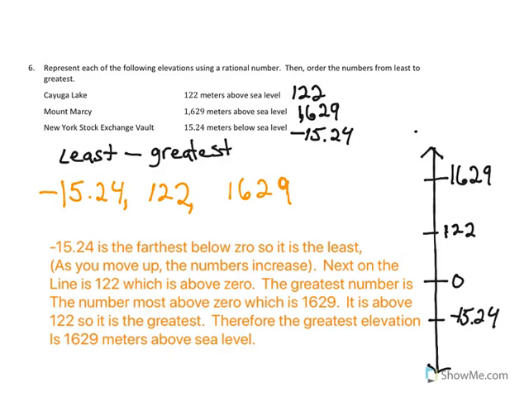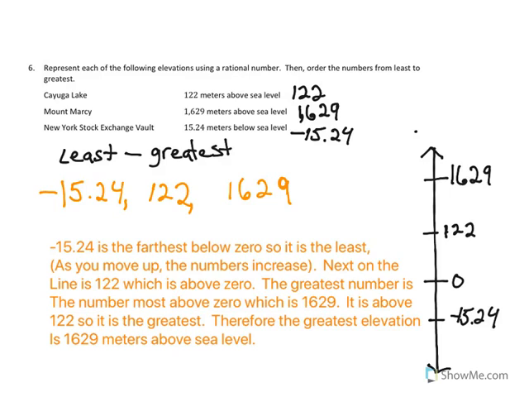Okay, so 15 and 24 hundredths is the farthest below 0, so it is the least. As you move up, the numbers increase. Next on the number line is 122, which is above 0. The greatest number is a number most above 0, which is 1,629, sorry. It is above 122, so it is the greatest. Therefore, the greatest elevation, and notice that I am now putting back the measurement. The greatest elevation is 1,629 meters above sea level.